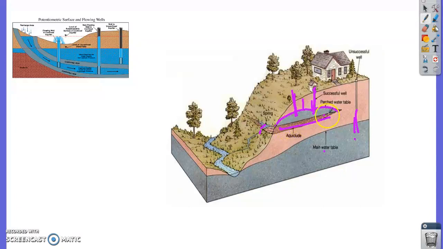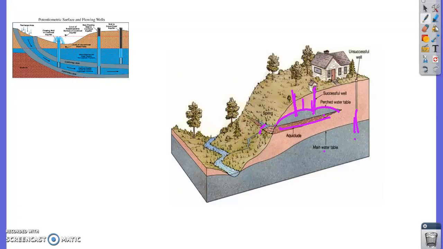It's up here, there's a part of an impermeable layer that traps water right above it, and a lot of times these can cause problems for people drilling, because they think they've got water, but they're not down in the main aquifer. And so it may not be a steady, reliable source of water in drought time.